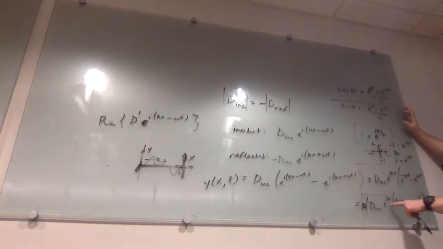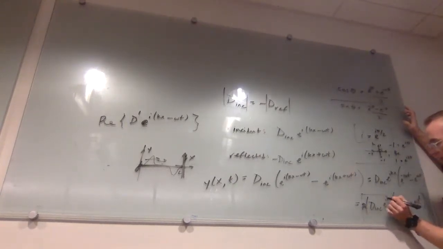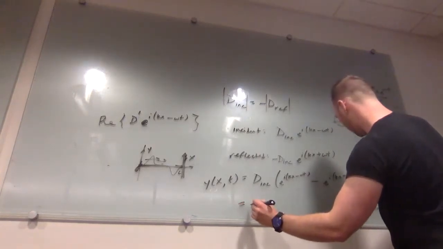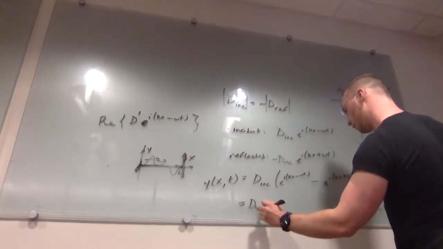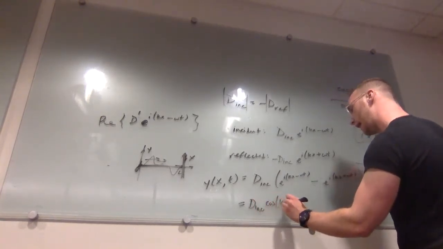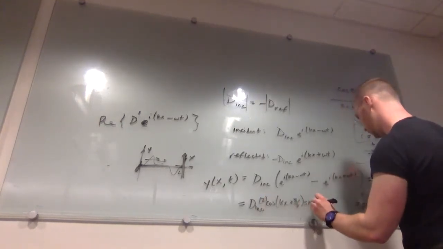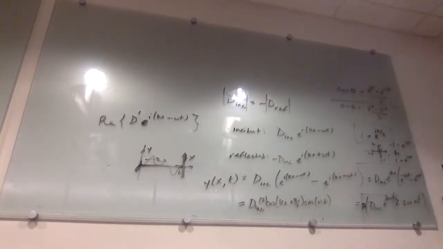And then you plug that in here and you get e to the i, kx plus, in parentheses, pi over 2. Now this is real. Sine of something is real. There's no imaginary things here. 2 is real. D is, let's say, real. So the real part of this thing is now the cosine of that. So we get D, incident, I suppose, cosine of kx plus pi over 2 times sine, there's a 2 somewhere. I don't really care about the 2. So there we go.